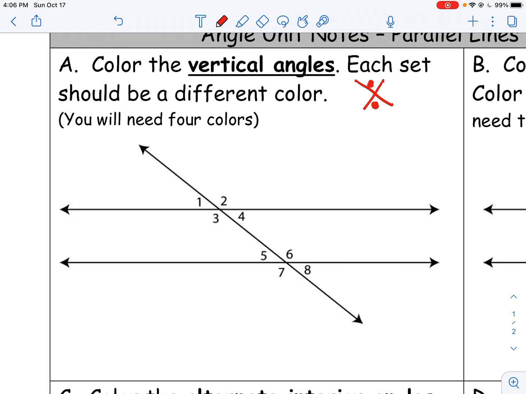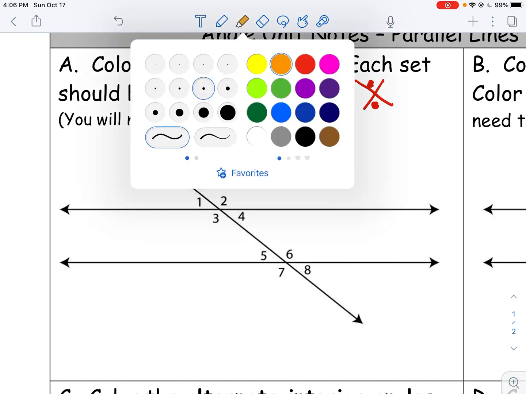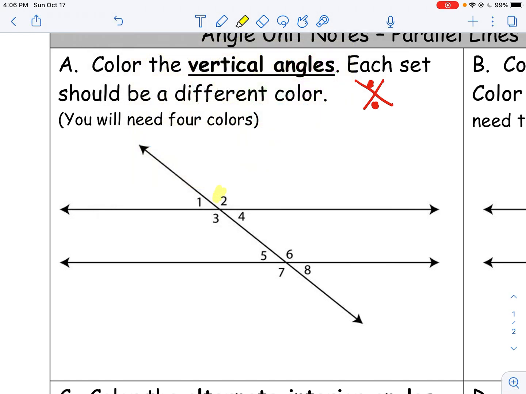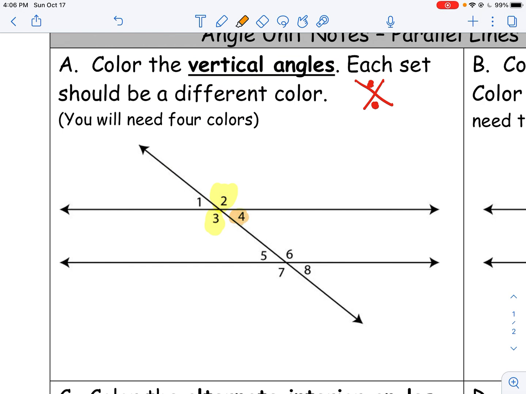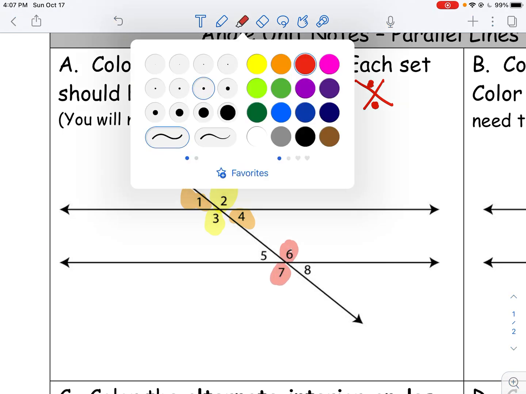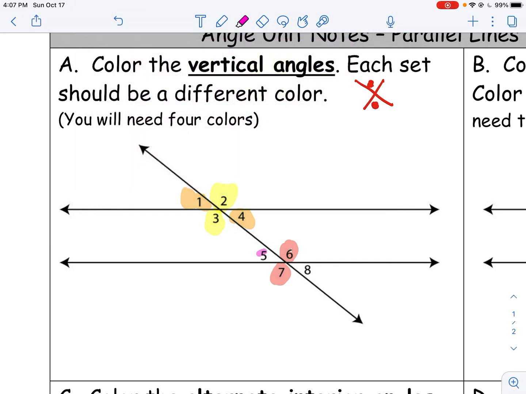I'm not going to do that. I'm actually going to use the highlighters. We'll start here. So this angle right here and this angle right here. And then I'll use this one right here, and this one right here. And then 6 and 7. And 8 and 5.